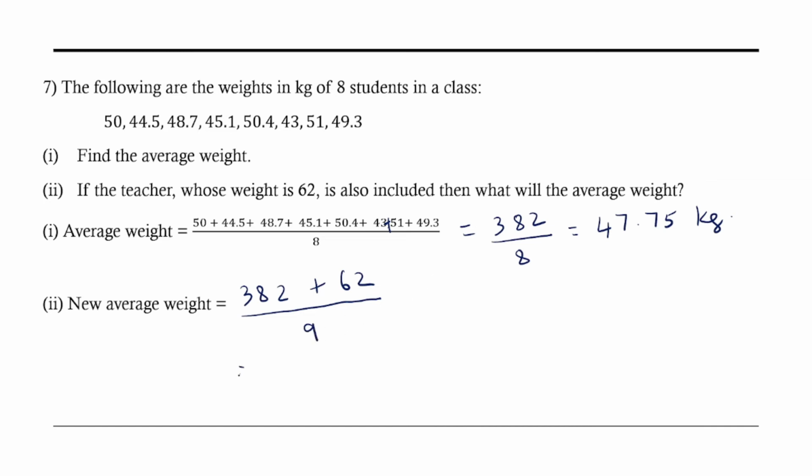So this is equal to 444 upon 9, which goes in 3. So it is 148 upon 3. Let us write this as a mixed fraction. So it is 49 1 by 3 kg.